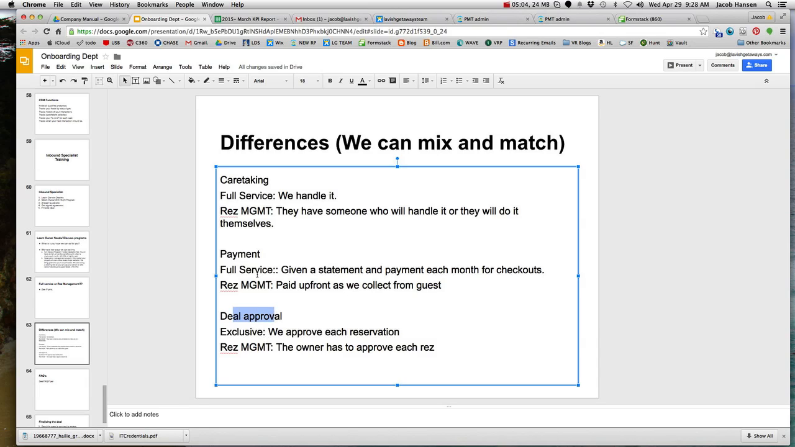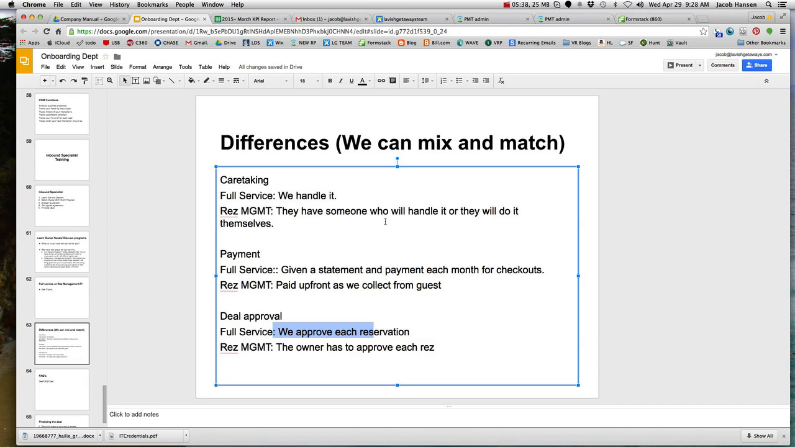Deal approval. So with full service, we approve each reservation. So it's us. If the calendar's open, we're going to book it. We're going to go for it. But with reservation management, we actually bring each reservation to the owner, and so they can approve it. Now, let's say somebody likes these two parts of reservation management, but they want us to approve each deal. That can be worked out. So there can be some mixing and matching with this, okay? But those are the main differences between the two programs, okay?